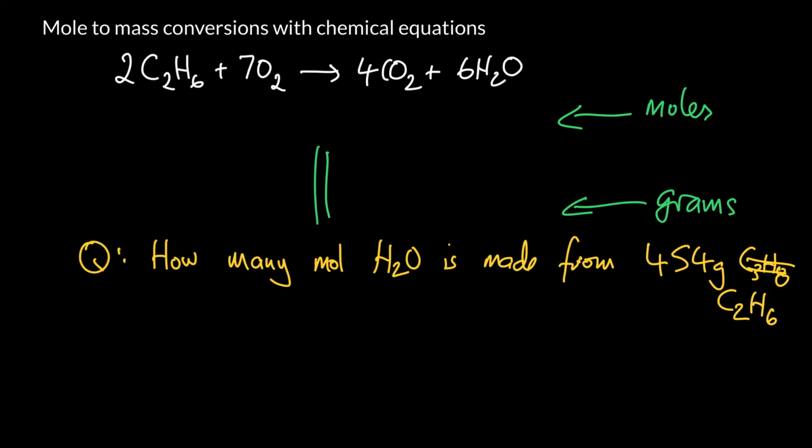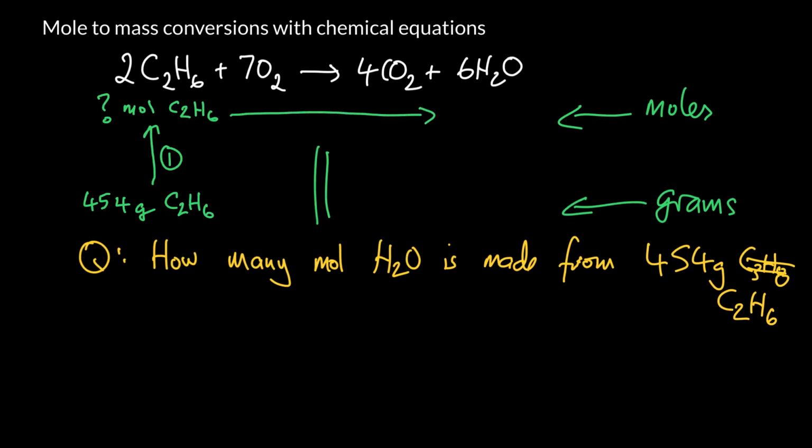So here's how we're going to do this. First of all, apologies for my art. Art was never my strong point. And I'm going to make a plan. My plan is I'm going to start down here in Gram City or Gram Road with 454 grams of C2H6. And I can convert that to a certain number of moles of C2H6. That's going to be step one. And then I can convert that into a certain number of moles of water, and that is going to be step two. So this is a two-step problem.